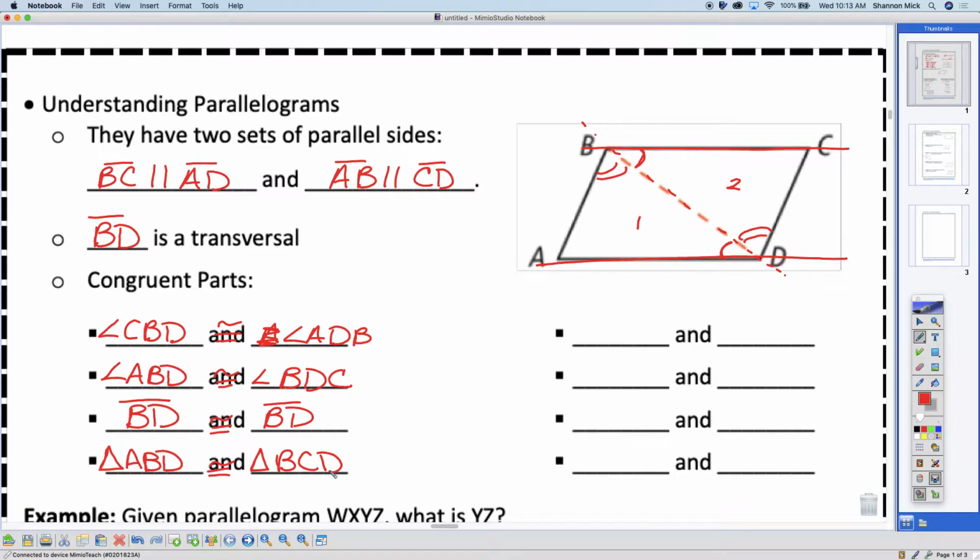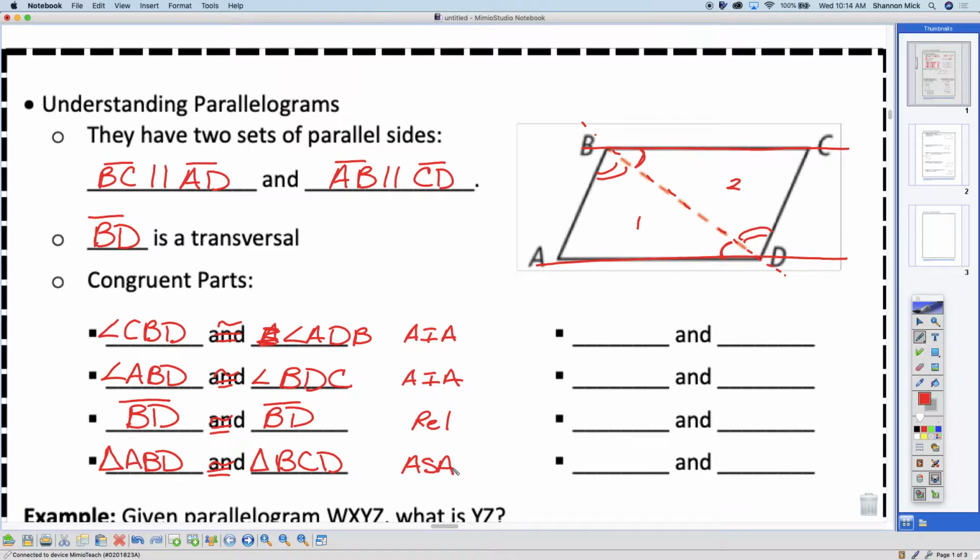We've gone through and said we know this. Why did we know the first one? Because they were alternate interior angles. And the next one was alternate interior angles. And the next one was the reflexive property. And the next one was angle, side, angle. So now that we've done that, now we can say the other things that you guys were trying to say that I said were true. Now we can say them. Does that make sense?